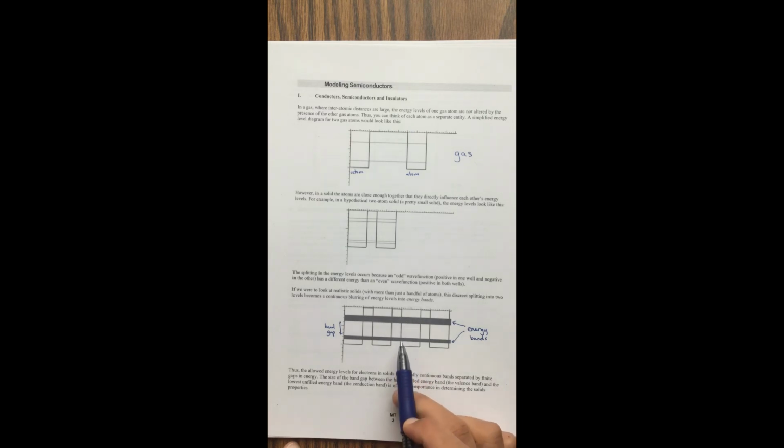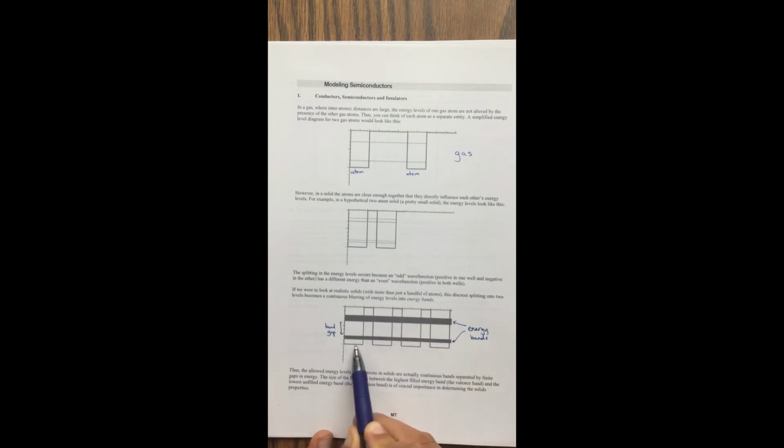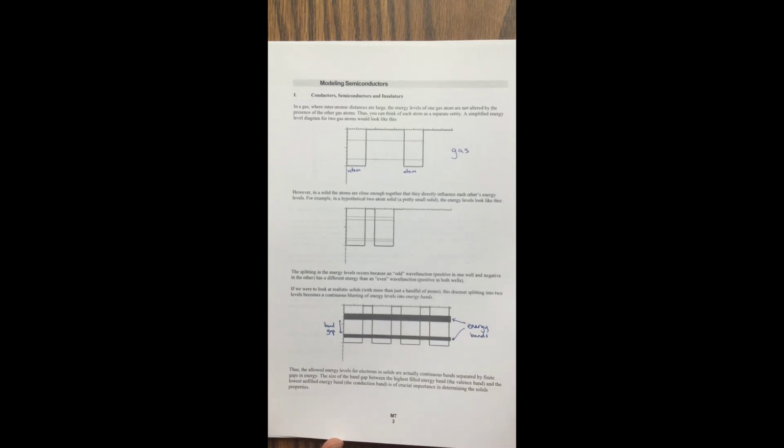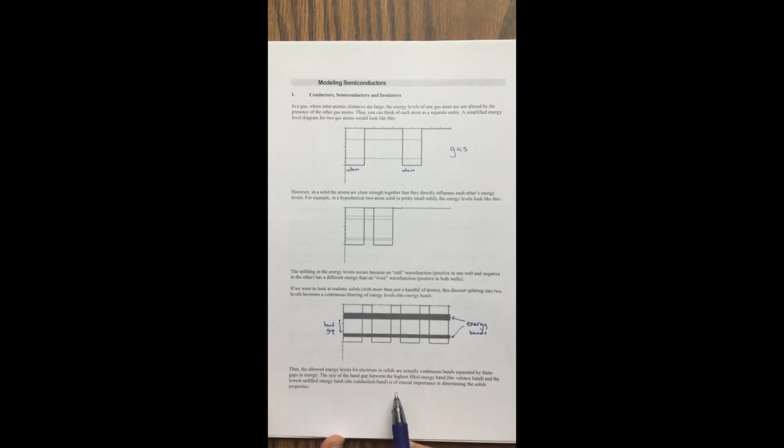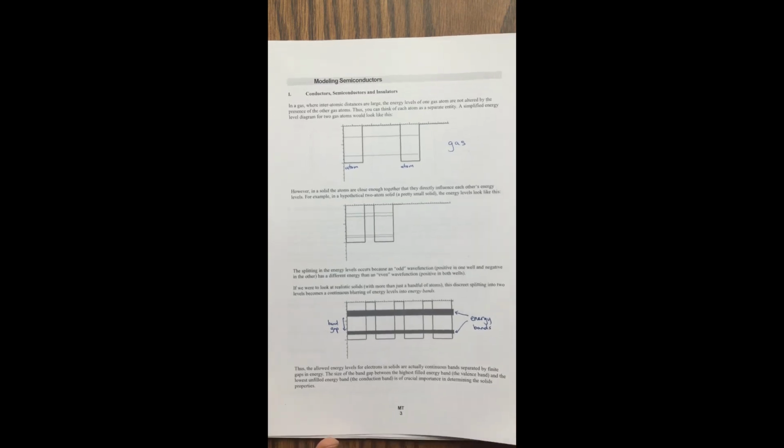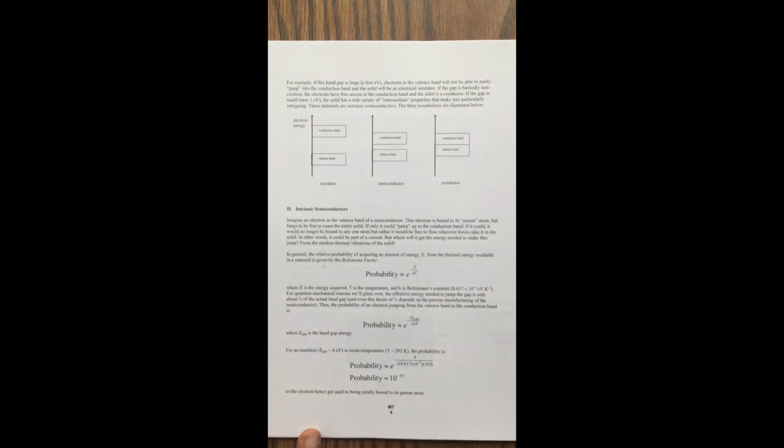So since we only have two bands here, this would be the valence band if it's the highest filled energy band, and the lowest unfilled energy band is the conduction band. The size between these two, the band gap, is of crucial importance in determining the solid's properties. Now we're on page 4.